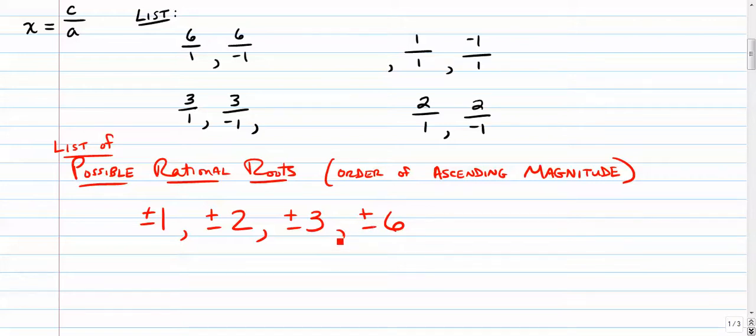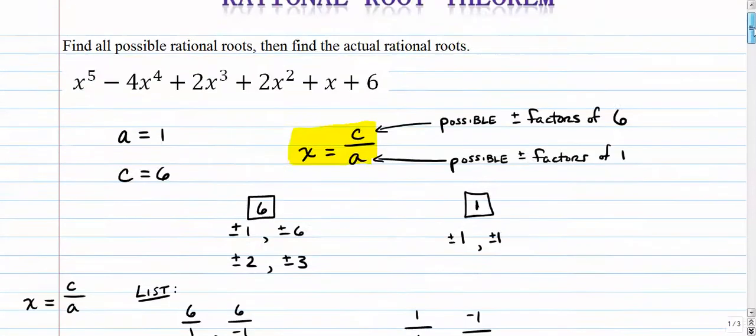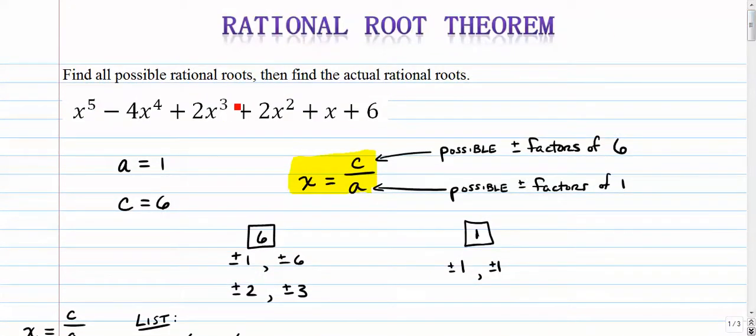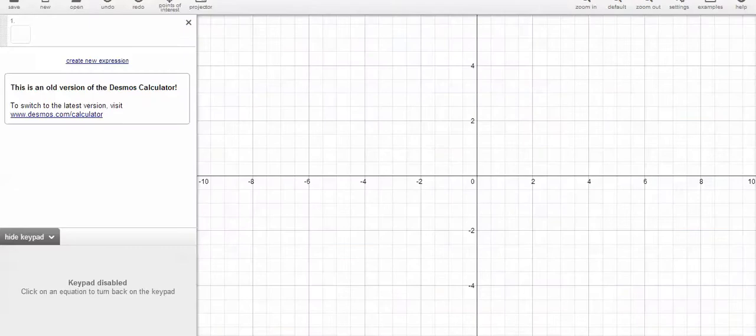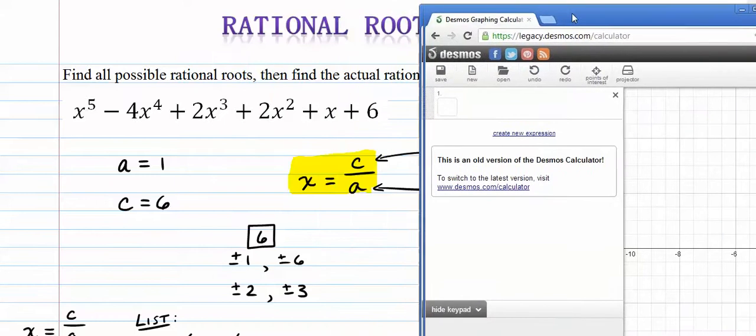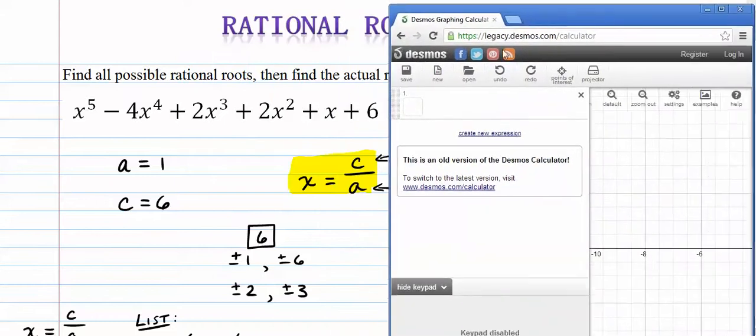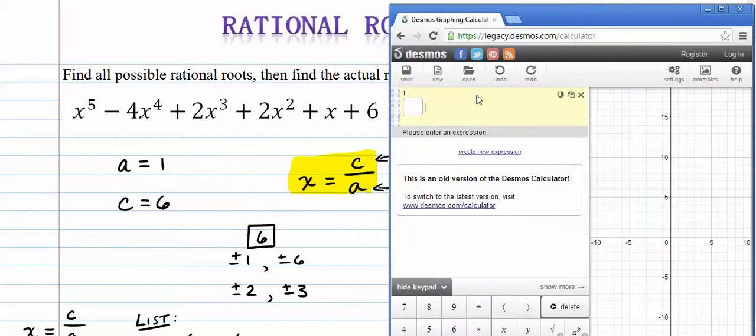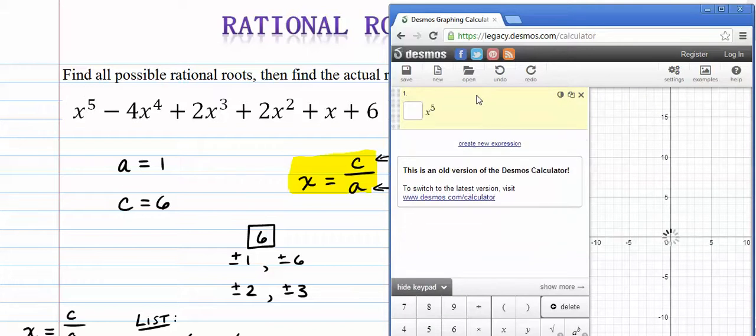All right, if we go to our graph, like I always like to, I'm going to type this big polynomial into our graph. So I'm going to go to my good old trusty website, desmos.com, and see if we can make some sense of this, because our next question that we want to ask is, what are the actual rational roots?